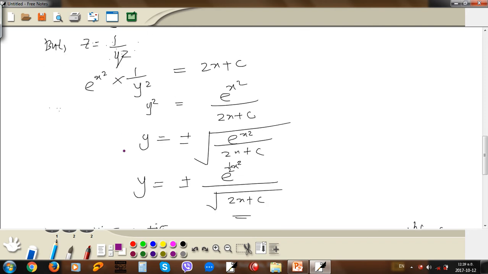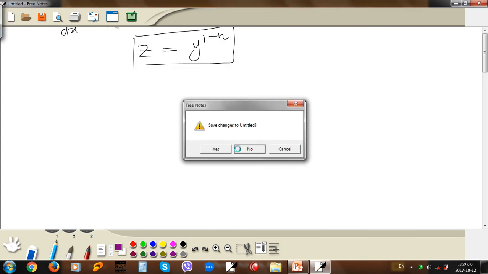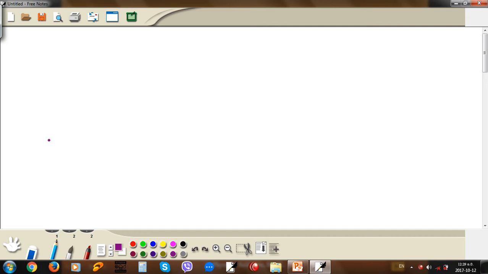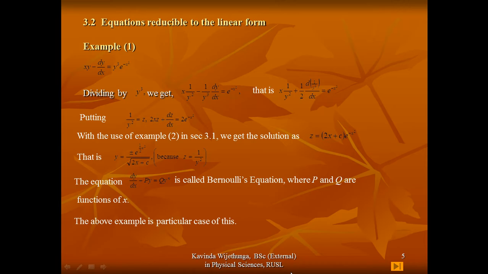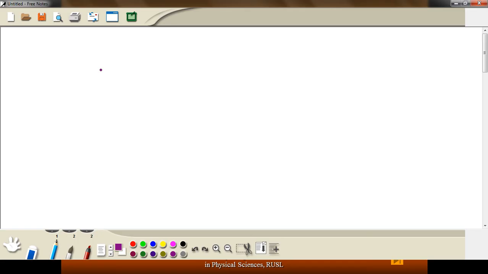Then we can consider another example. Example 2: 2x minus 10 y to the power 3 times dy by dx plus y equals 0. So now we can consider that example.